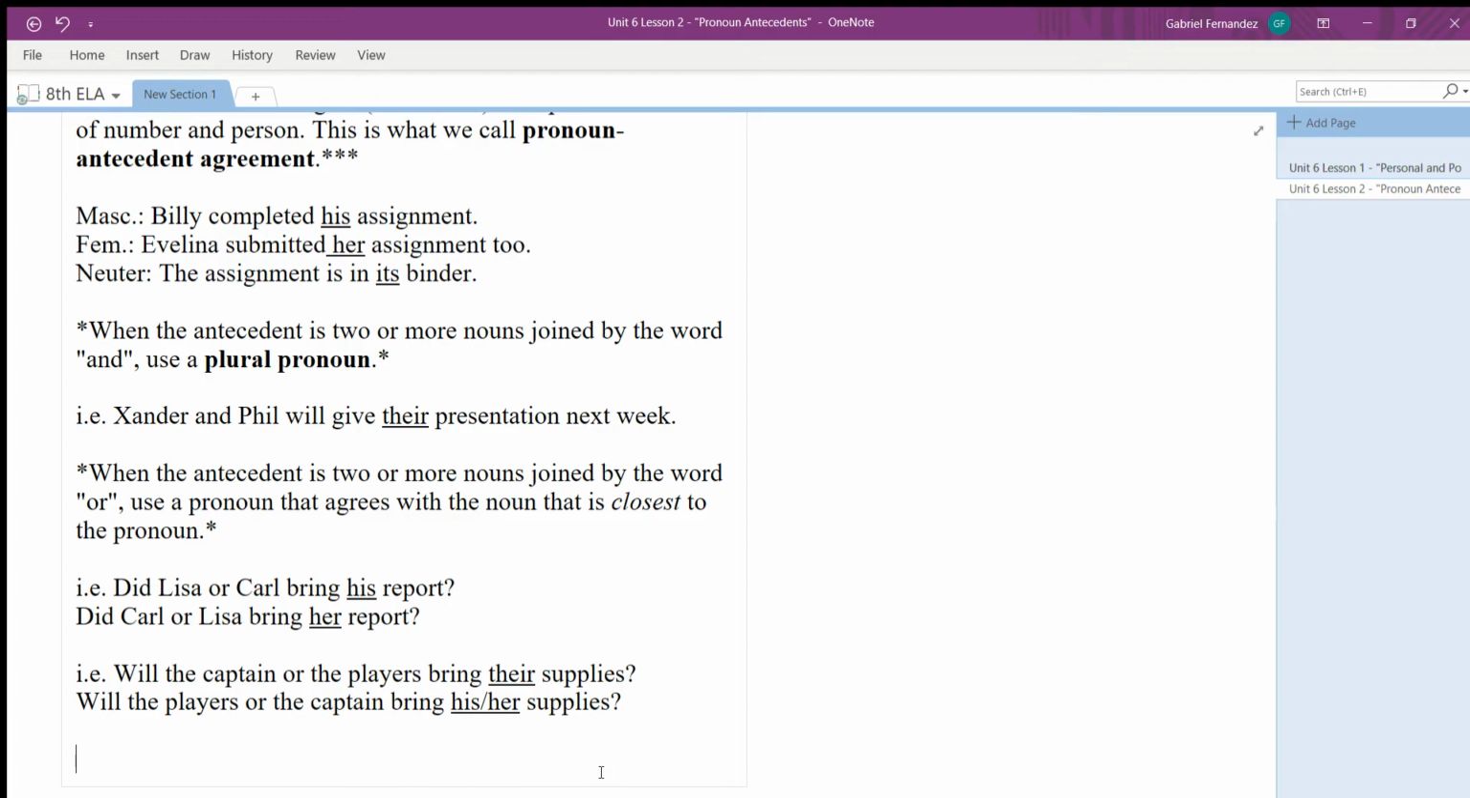Final notes on antecedents. This now goes into the concept of clear antecedents, okay, or what we call pronoun clarity.